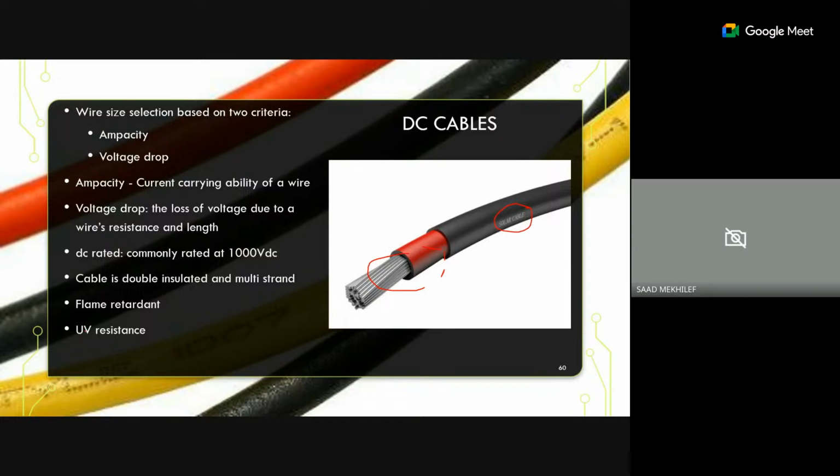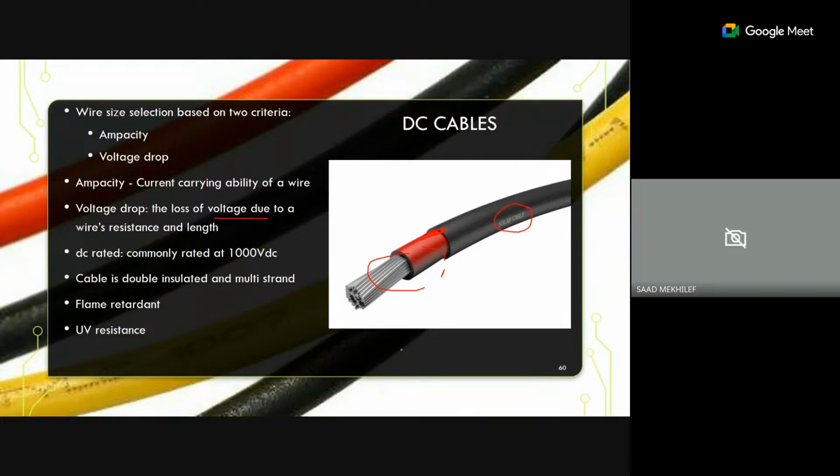They have UV resistance. They have double insulation, as you can see here. The voltage drop is less, due to the resistance of the wire. So this is very, very important, the selection of the cable. If you design a PV system, remember that we have a DC side and an AC side, especially for grid connected PV inverters.